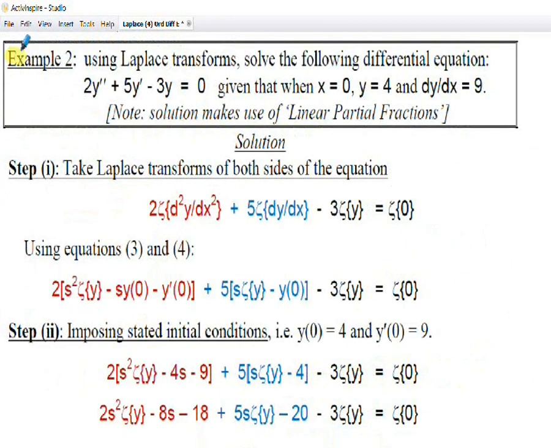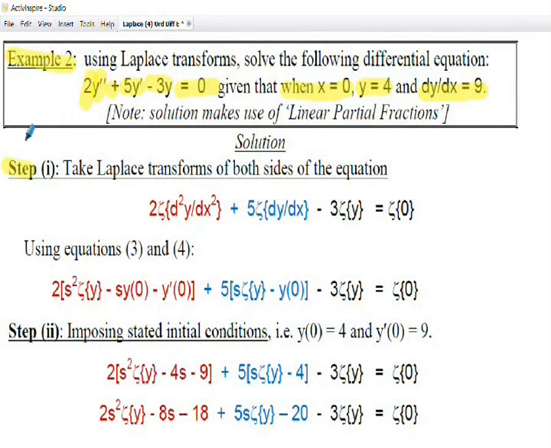Okay, example 2 here is actually a second order differential equation. It's 2 times y double dash, and y double dash is d2y by dx squared, plus 5 times y dash, which is 5 times dy by dx, take away 3 times y is equal to 0. We've got some boundary conditions again. When x equals 0, and just note we're using x instead of t here, y is equal to 4, and dy by dx, the first differential of y, is equal to 9. We need the extra condition this time because of the second order equation.